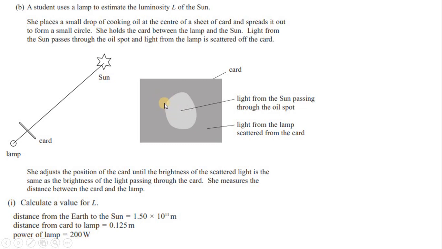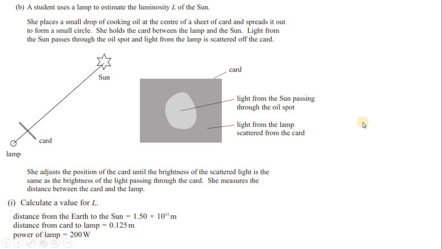Once she gets the position where both brightnesses are the same, we need to calculate the value of L. L is the luminosity of the sun, remember, because the purpose is where she wishes to find the luminosity L of the sun. So calculate the value of L. Distance from the earth to the sun is 1.5 × 10^11 meter. Distance from the card to the lamp is 0.125 m. Power of the lamp is 200 watts.